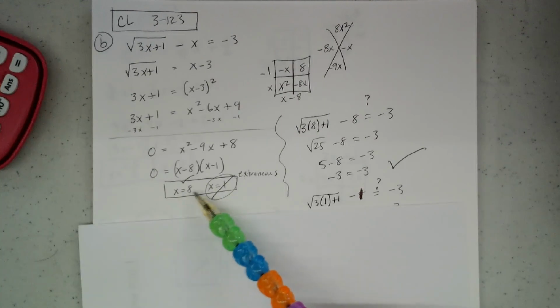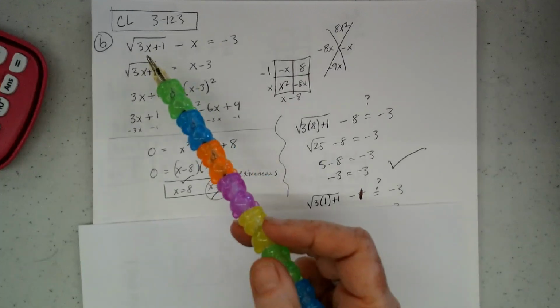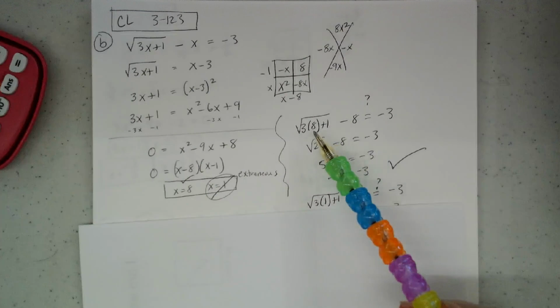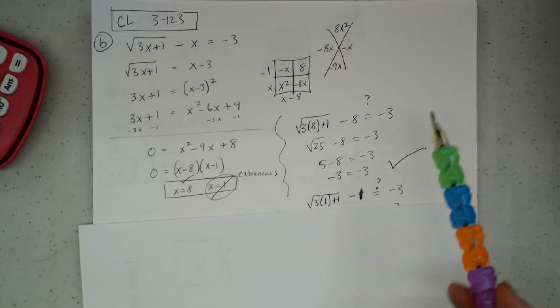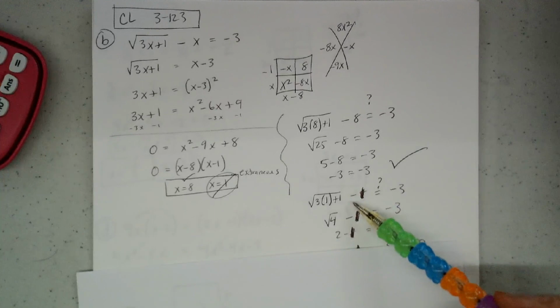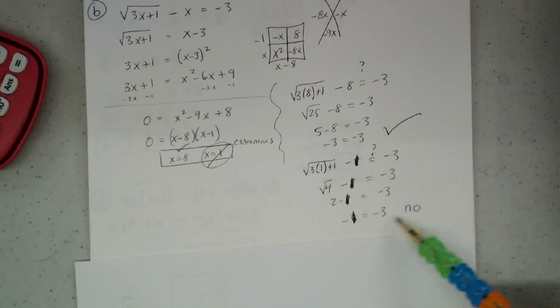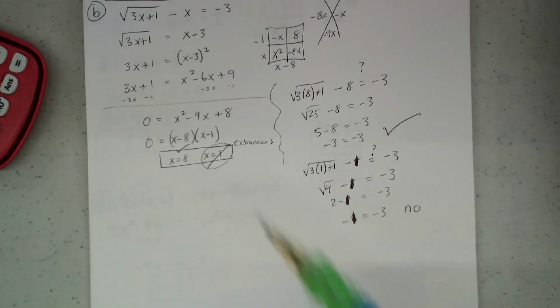And then I remembered, when I looked in the answer key and saw there was only one answer, you have to check. You have to plug them back in. So I plugged them back in, and the 8 worked. When I plugged the 1 back in, it didn't work. So there's just one solution. That's letter B.